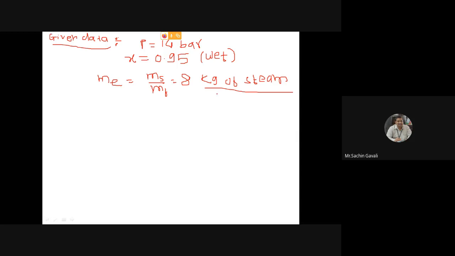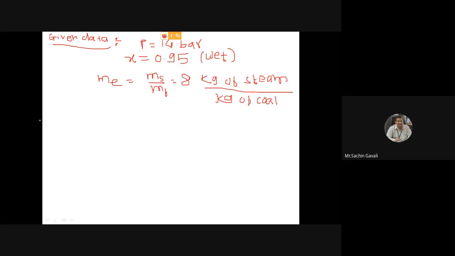Divided by kg of coal. Now, fuel is directly given as coal, so you can write kg of coal or fuel. But fuel is coal, we know here. So kg of steam divided by kg of fuel is 8. Is anything else given now?